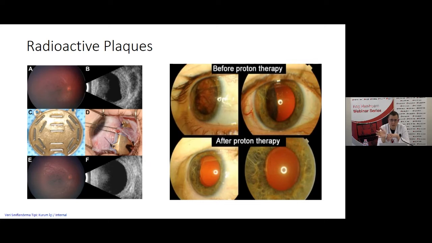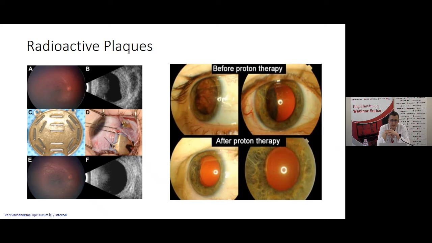We leave those plaques inside the eye, and then after a predetermined threshold of radiation, we take them out, and that's generally 3 to 4 days. After those 3 to 4 days, we take those plaques out and we examine the patient, and then we follow the patient basically once in 3 months if there's no other complication. And those tumors respond to these radioactive plaque treatments very well.